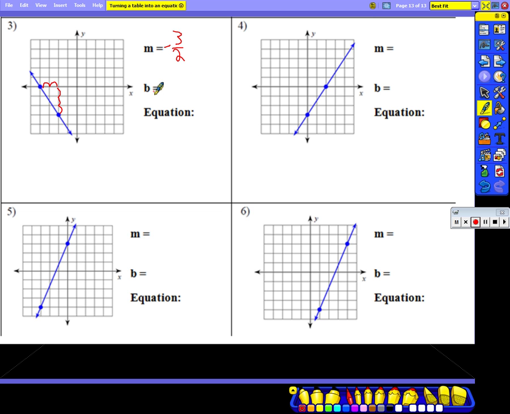Next one is B, my y-intercept. Some people would look at this and say, oh, Mr. Lewis, it doesn't ever cross the y-axis. See, here's my y-axis. Well, this little arrow on this line indicates that it just keeps going down in this direction for infinity. So what we can do is use our knowledge of the slope to figure out when it would cross the y-axis.